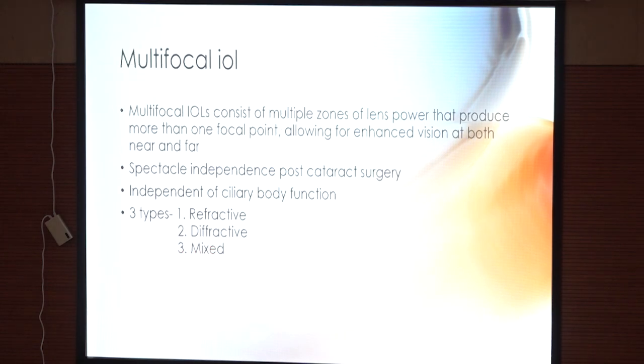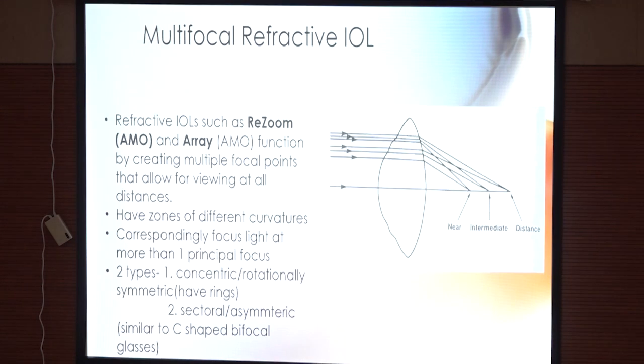Now we come to the multifocal IOLs. Multifocal IOLs consist of multiple zones of lens power that produce more than one focal point, allowing for enhanced vision at both near and distance. So the aim is to get spectacle independence post-cataract surgery, independent of the ciliary body function. So there are three types: refractive, diffractive and mixed. Multifocal refractive lenses, like the ReZoom and the Array, create multiple focal points that allow viewing for all distances. They have zones at different curvatures. So there is different curvature all along, and they create different focal points at near, intermediate and distance.